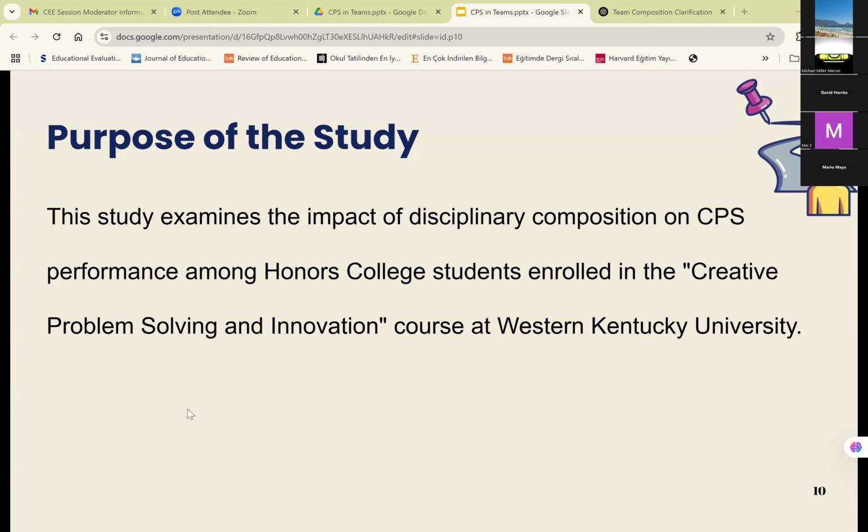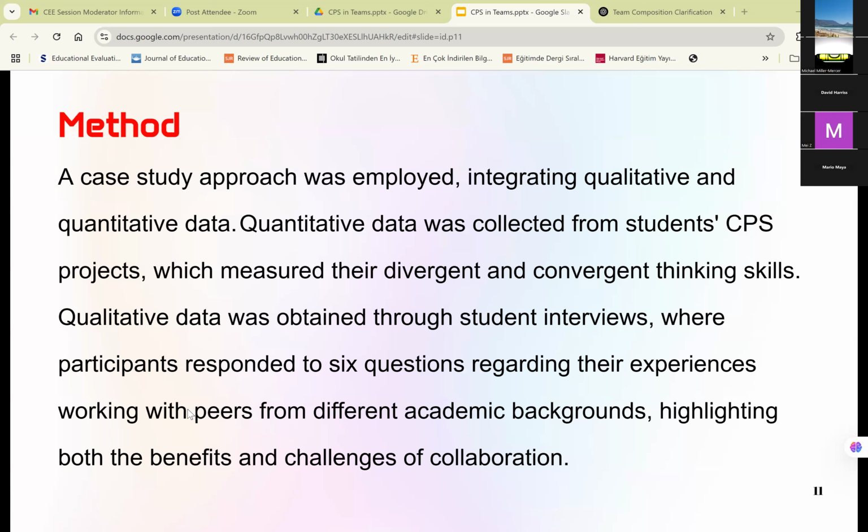This study examines the impact of disciplinary composition on creative problem-solving performance among honors college students enrolled in the creative problem-solving and innovation course at Western Kentucky University. A case study approach was employed, integrating qualitative and quantitative data. Quantitative data was collected from students' CPS projects, which measured their divergent and convergent thinking skills. Qualitative data was obtained through student interviews.